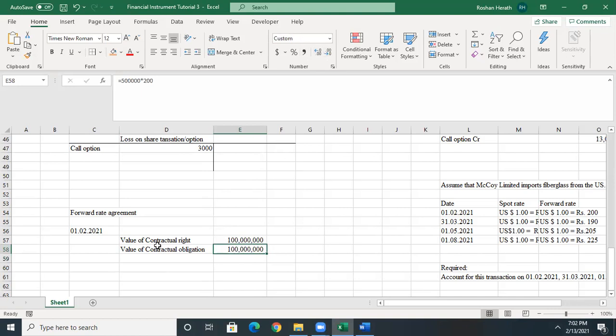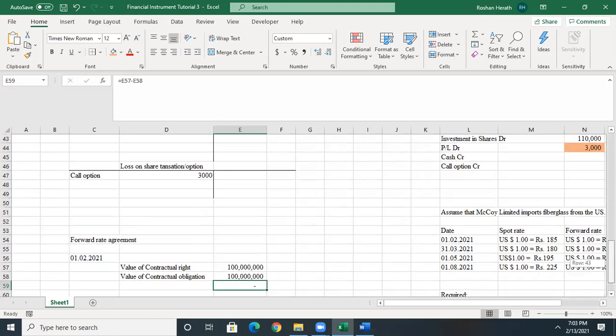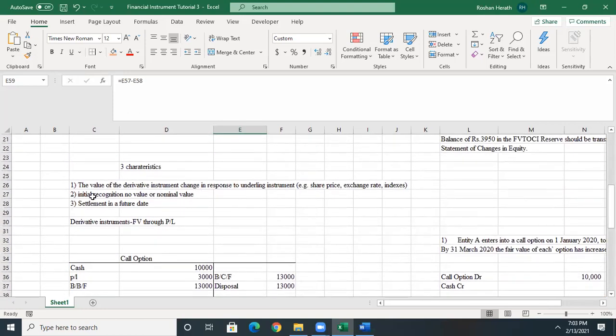So now what? You have a contractual right 100 million, contractual obligation 100 million. So therefore the net result is going to be 0. So then at the initial recognition, there's nothing, because simply the value of the contractual right is equal to the value of the contractual obligation. If that is the case, there's no value for the underlying contract. So that's why in most of the derivatives, we don't have a value at the initial recognition.